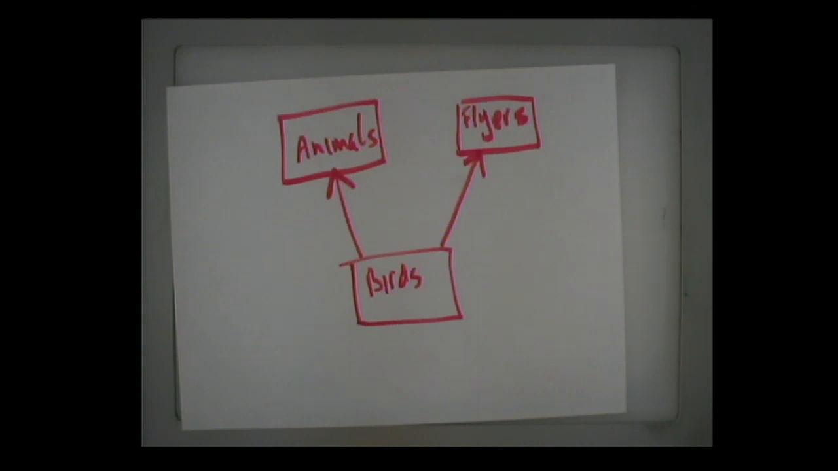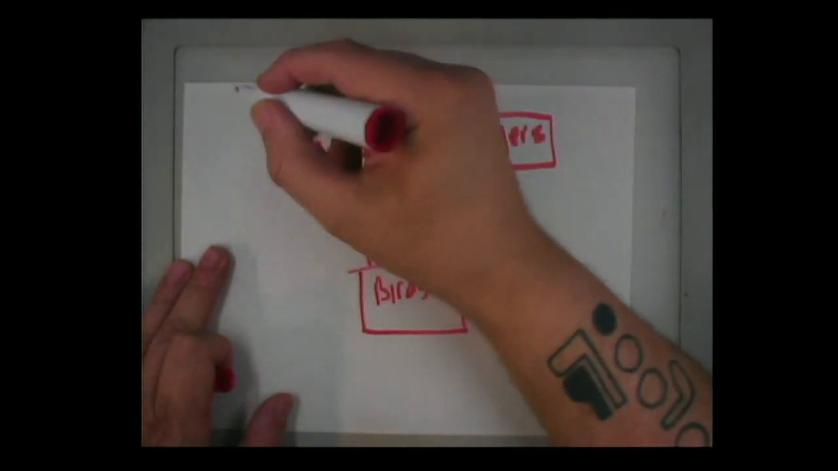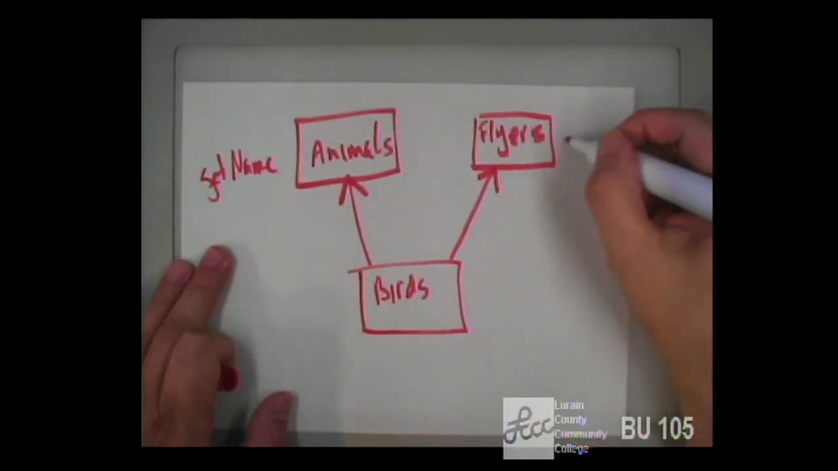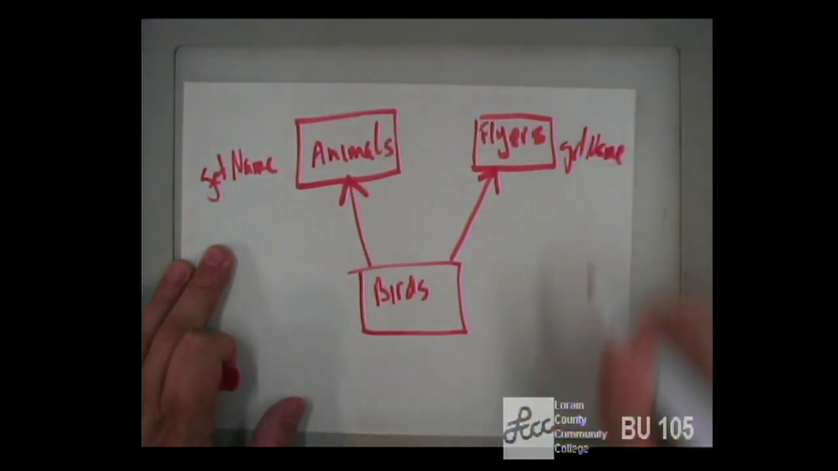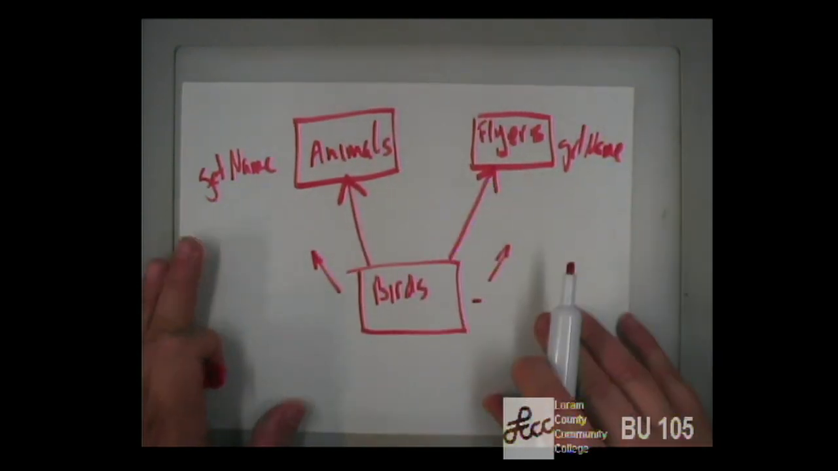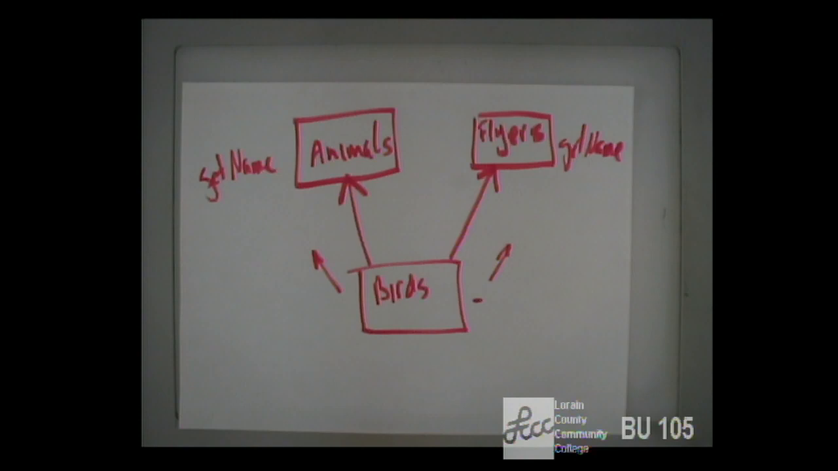And the answer is we could, but it makes stuff very complicated for a number of reasons. What if these two things have the same function? Get name. Which one would the bird inherit? Would the bird get the get name from this method or from this method? What if there were attributes that animals and flying things had in common? It would be very confusing to know how things worked. All right?